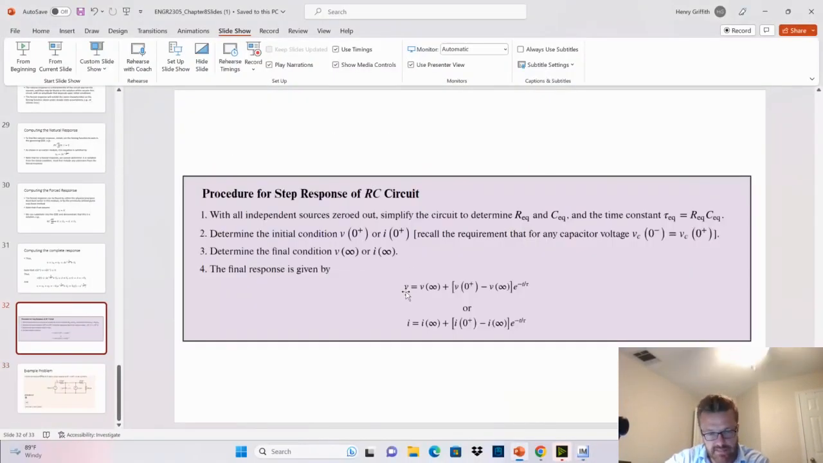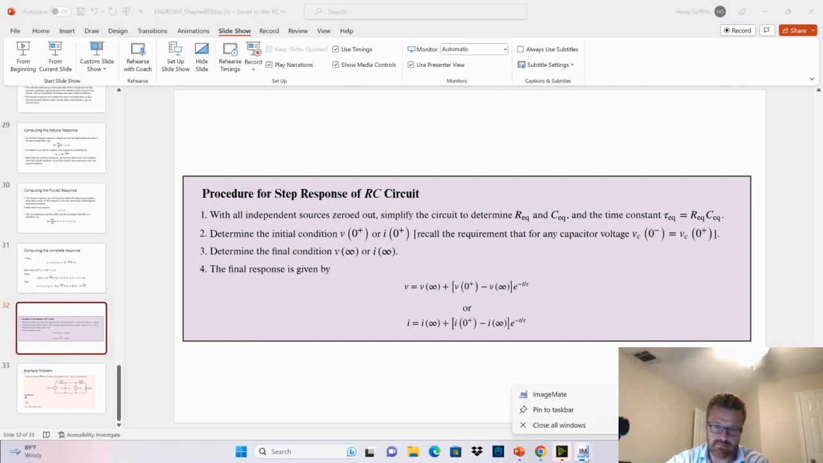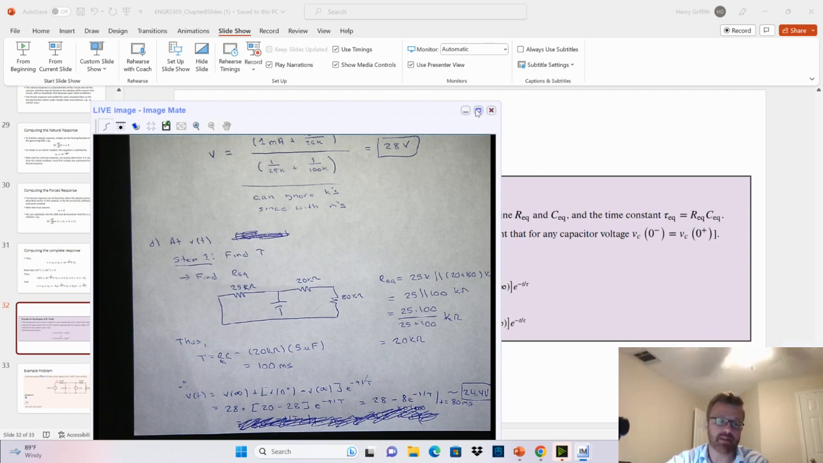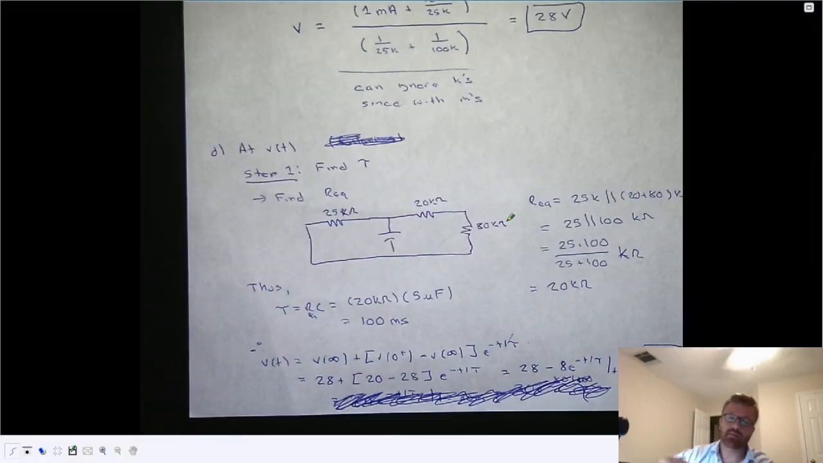Now, where I'm getting this next formula from is on the slide right here. The final response is going to be the value of the response at infinity plus V0 plus minus V infinity multiplied by e to the minus t over tau. Don't memorize that, particularly in an 8-week course, but really even if you were taking this over 16 weeks, no one memorizes those. Those are things that you look up from a table.